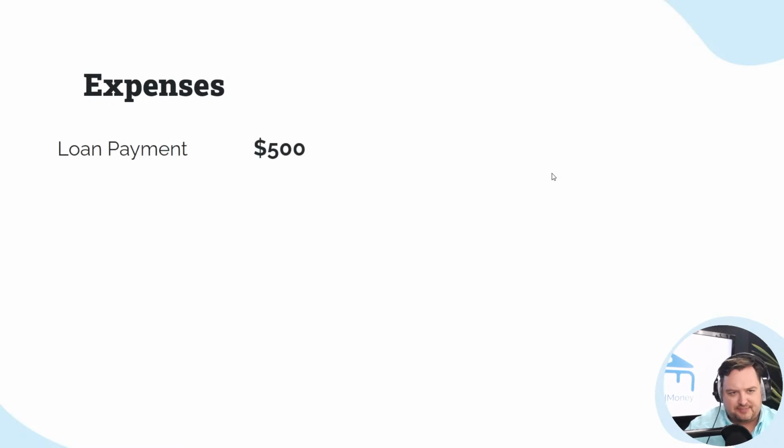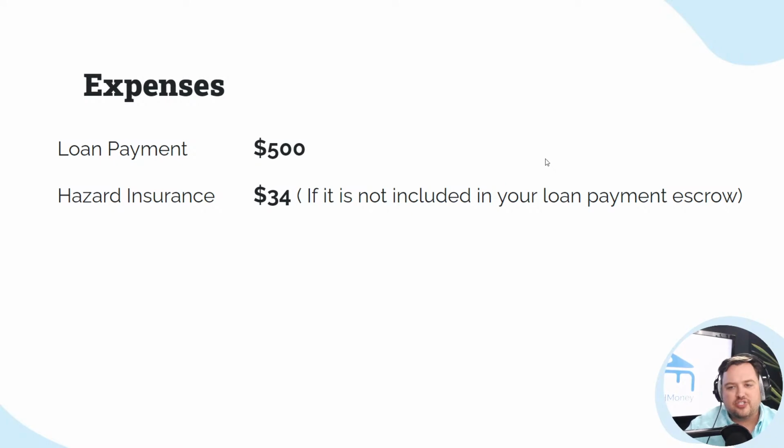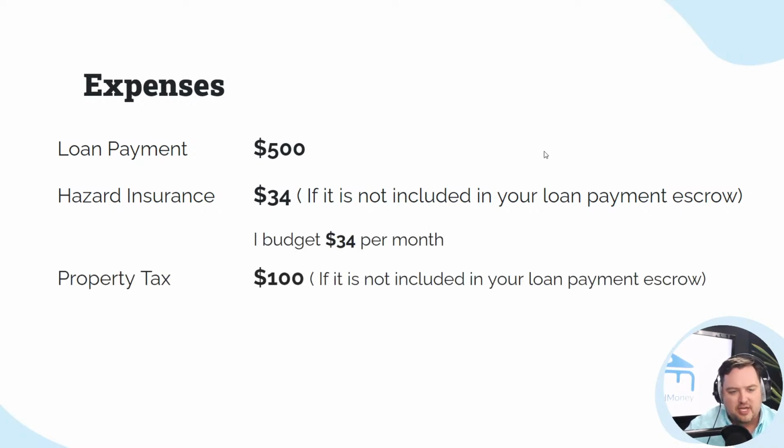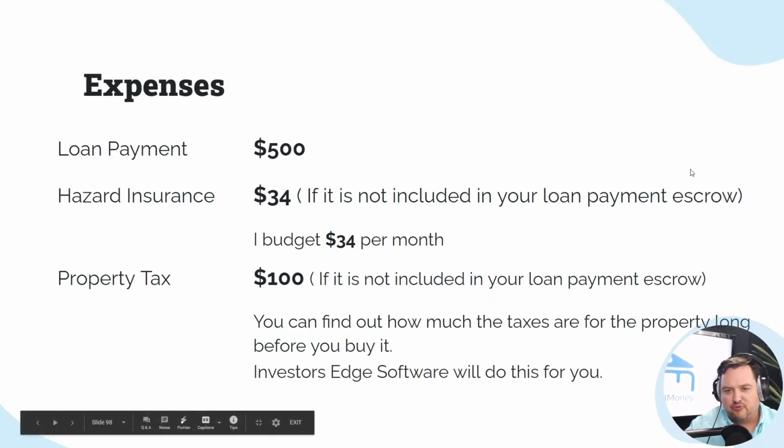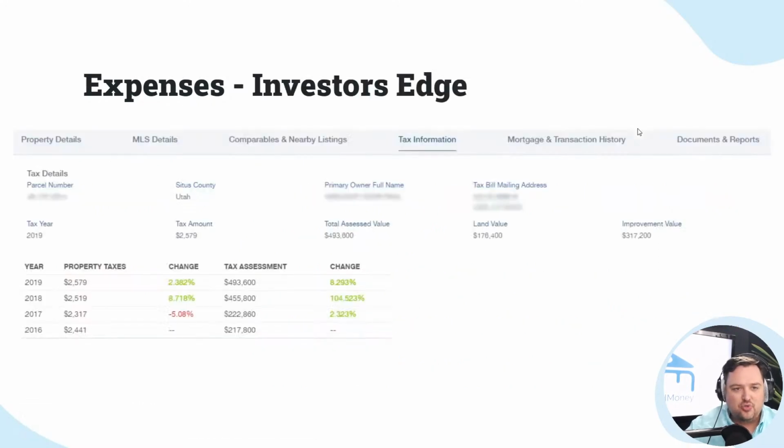Okay, so expenses. Your loan payment, let's just say, is $500. Your hazard insurance is $34 if it's not included in your loan payment. I budget $34 a month. Property taxes is $100 if it's not included in your loan payment. Let's pretend like it's not for this example here. You can find out how much the taxes are by logging on to Investor's Edge before you actually buy the property, so you can actually do these calculations. You go into Investor's Edge, you go into the specific property, and you can look and see how much the taxes are, what the changes on the taxes are by year.